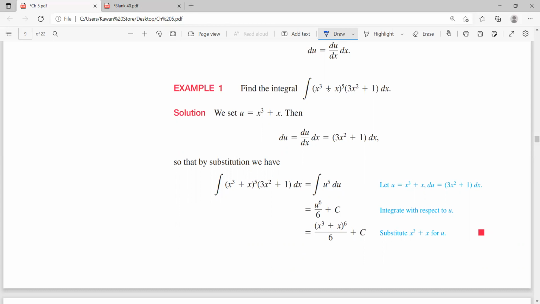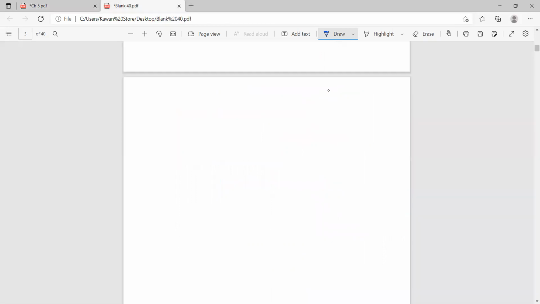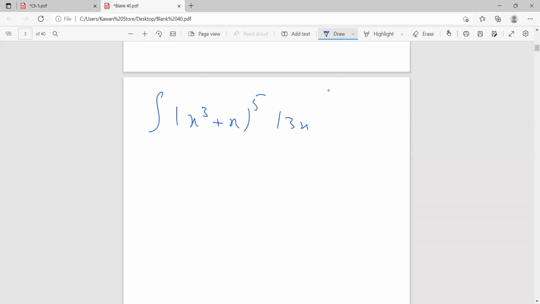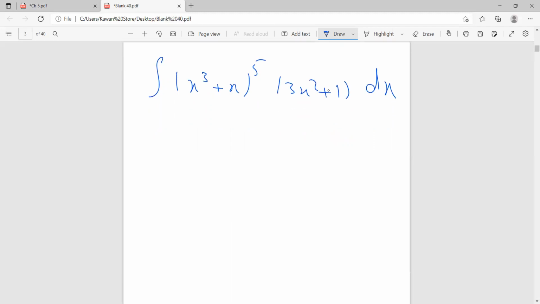We have the integral of (x to the power 3 plus x) all to the power 5, times another factor, 3x squared plus 1, dx. When you look at this function, you can see two things inside the integral. The first is with the exponent, the second is without, right? Here's the exponent one, and this one.